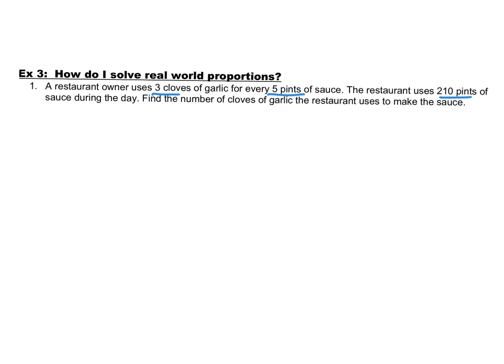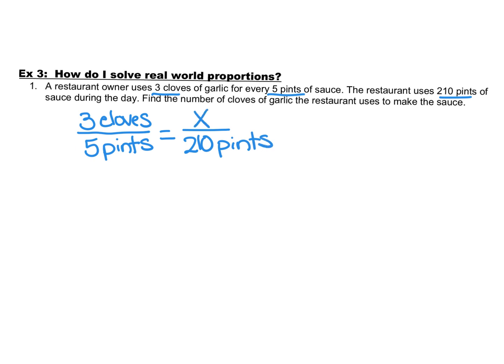All right, so first of all, we're going to set this one up as a proportion because we have the 3 cloves of garlic. It's really important that we label our parts here because it really helps with lining them up in the end. So if you use 3 cloves of garlic for every 5 pints of sauce, it wants to know if the restaurant uses 210 pints of sauce, how many cloves you're going to then use. And notice our pints have to be lined up with our pints. If they're labeled, it really does help. So we're looking then for x.